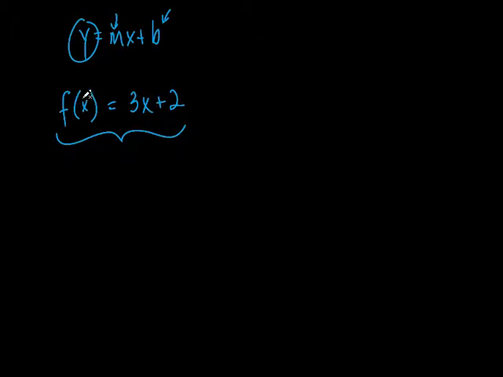A lot of people see it, and it looks real funky, and it looks crazy. But that's how we say it. We say f of x. We don't say f times x. We say f of x, all right? F is not a variable. It just means the function of x.